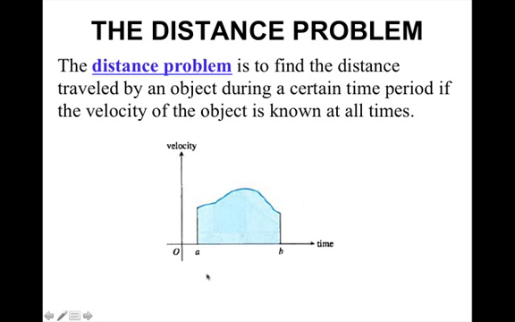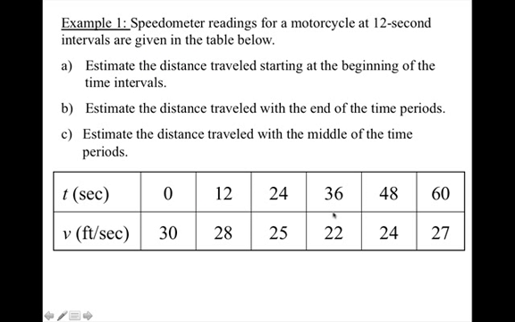Now this leads into what we call the distance problem. The distance problem is to find the distance traveled by an object during a certain time period if the velocity of the object is known at all times. So this is a little bit different than what we've been doing. We've been given the position and asked to find the velocity. Now we're going to go backwards. You're going to be given the velocity and asked to find the total distance traveled. So to do that, we want area under the curve.